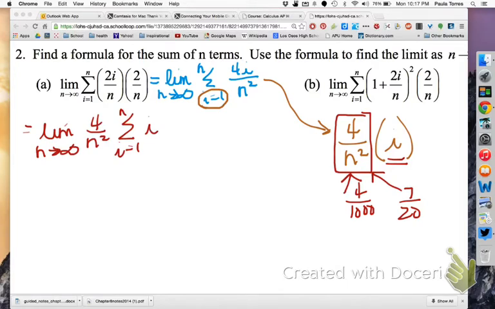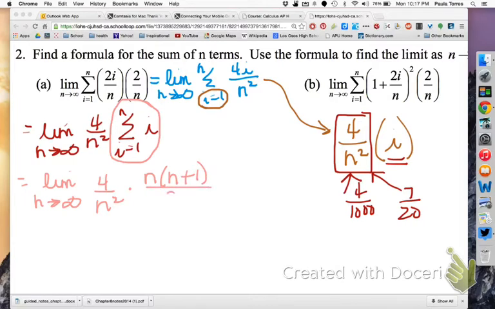And so now I have a formula for the summation of i, which I'm sure you just shouted out right now. Good job. You guys are so smart. Must have a really good calculus teacher. Which is n times n plus 1 over 2.